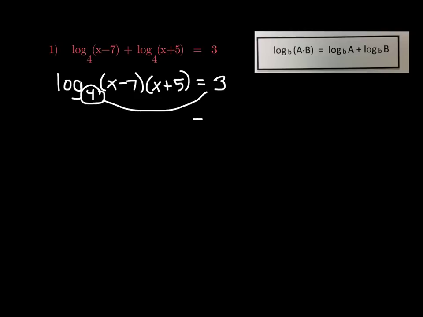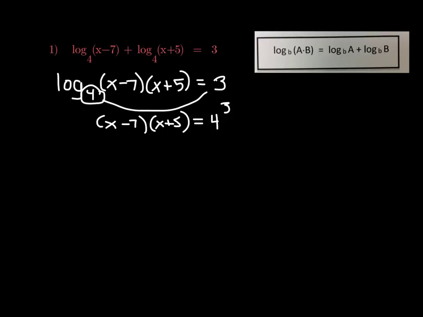So what that means is this 4 is now becoming the base on the other side of the equation. So we're going to have on the other side of the equation base 4 to the 3rd power. And since I've moved this base, the word log drops off, and I'm just going to bring down the x minus 7 times x plus 5. Okay, and this is the equation we're going to solve.